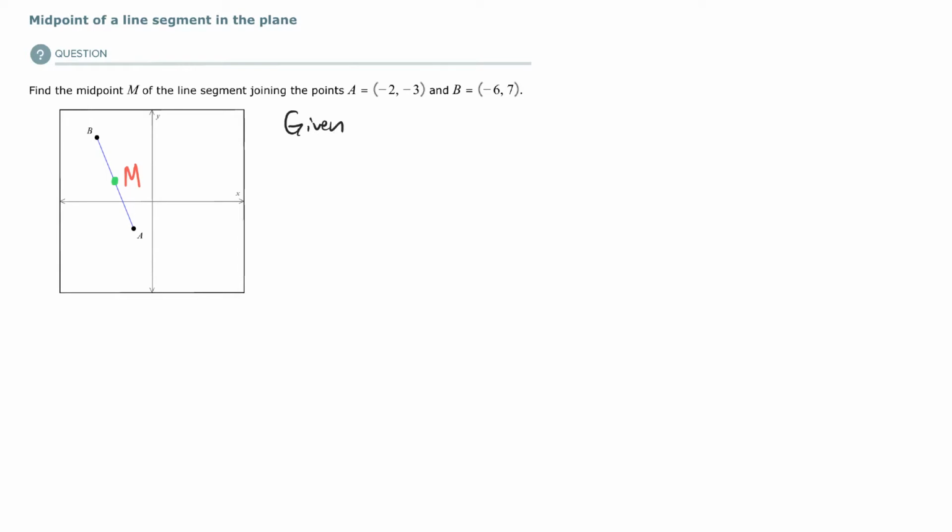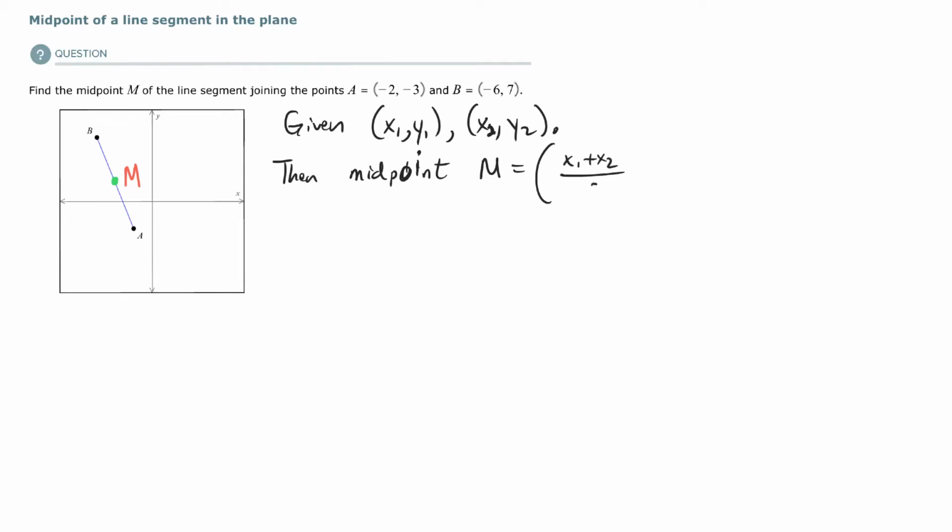So if you're given, let's say, 2 ordered pairs, x1, y1 and x2, y2, then the midpoint formula is what? The midpoint M is equal to parentheses x1 plus x2 divided by 2, y1 plus y2 divided by 2. And there is the midpoint formula. It simply is the average of the two endpoints, one in the x direction and the other in the y direction.